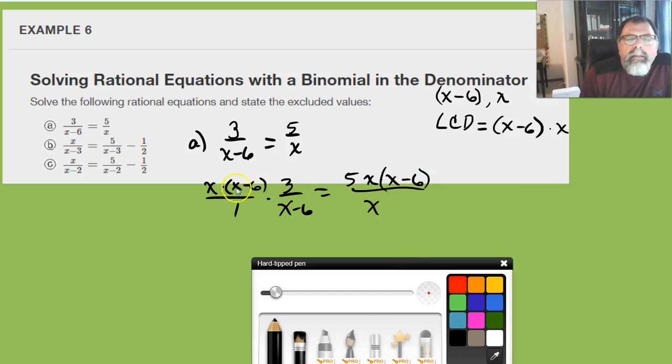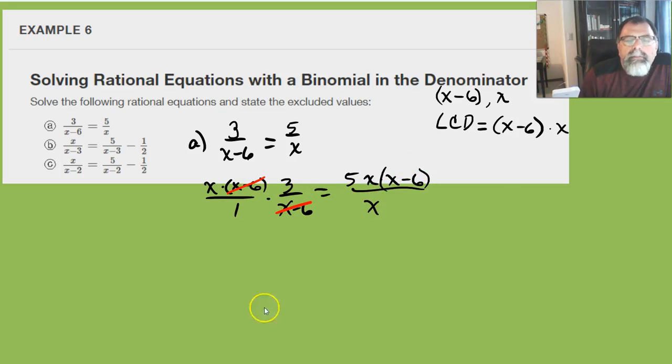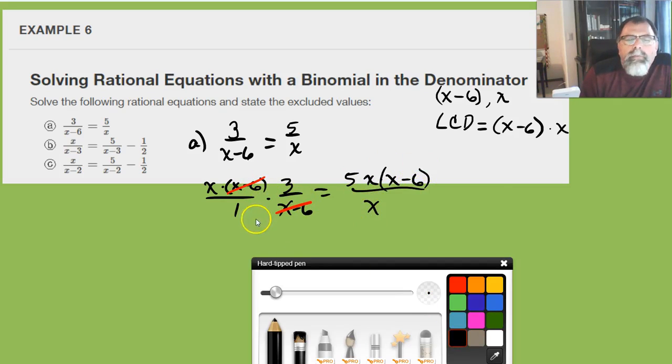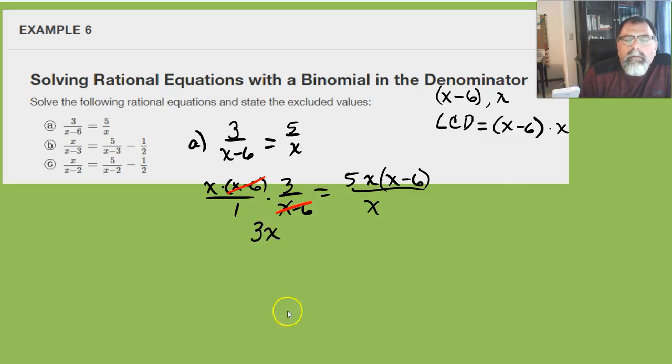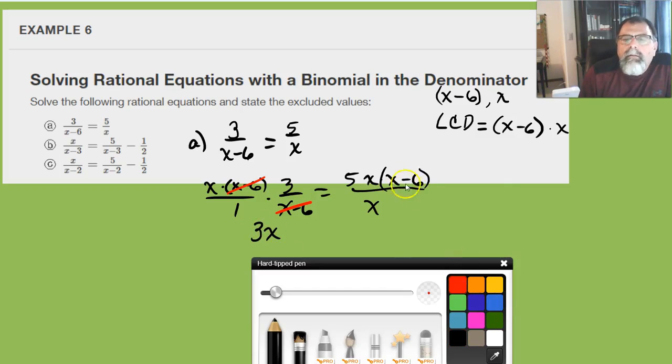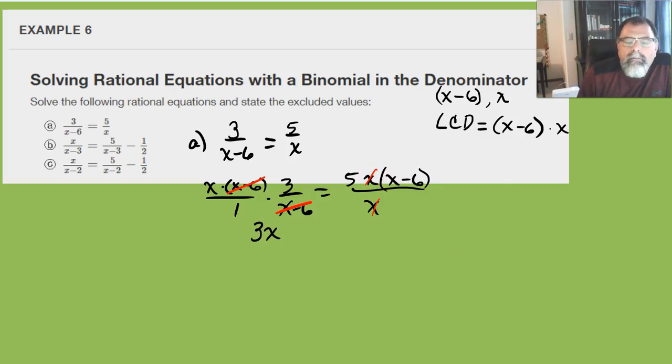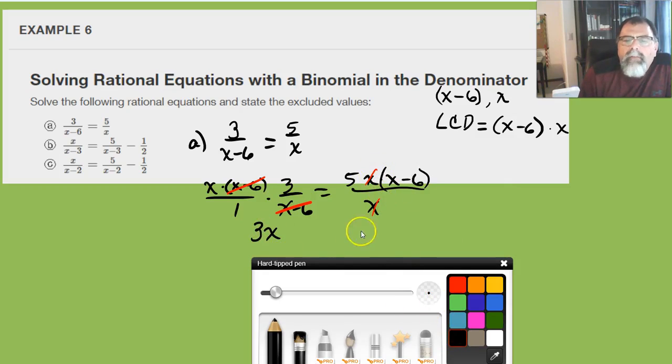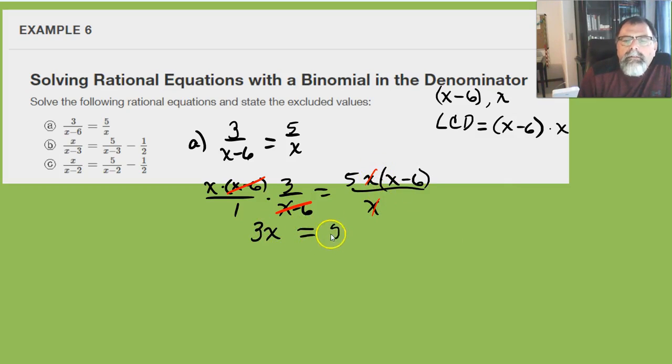Okay, do my canceling. X minus 6 cancels x minus 6. We're left with 3x. The x's cancel. We're left with 5x minus 6, the quantity x minus 6. Okay, so now we got a linear equation.